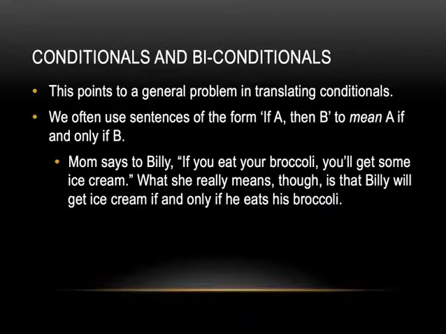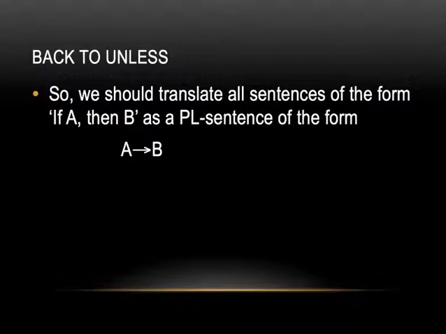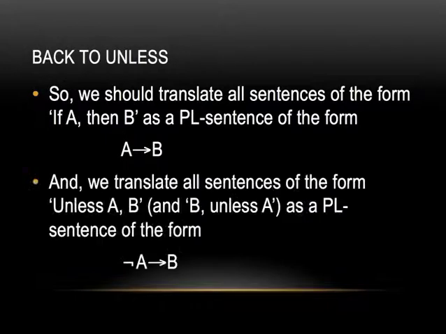While it remains controversial, for the purposes of Philosophy 8, I encourage you to translate all sentences of the form if A then B as A arrow B, and all sentences of the form unless A, B, or equivalently B unless A, also as the material conditional, negation A arrow B.